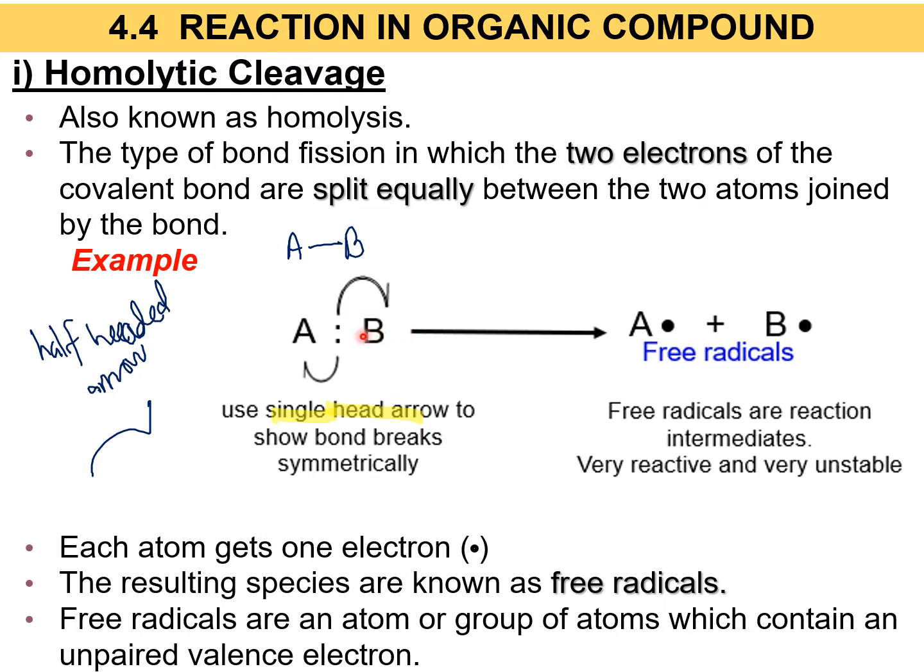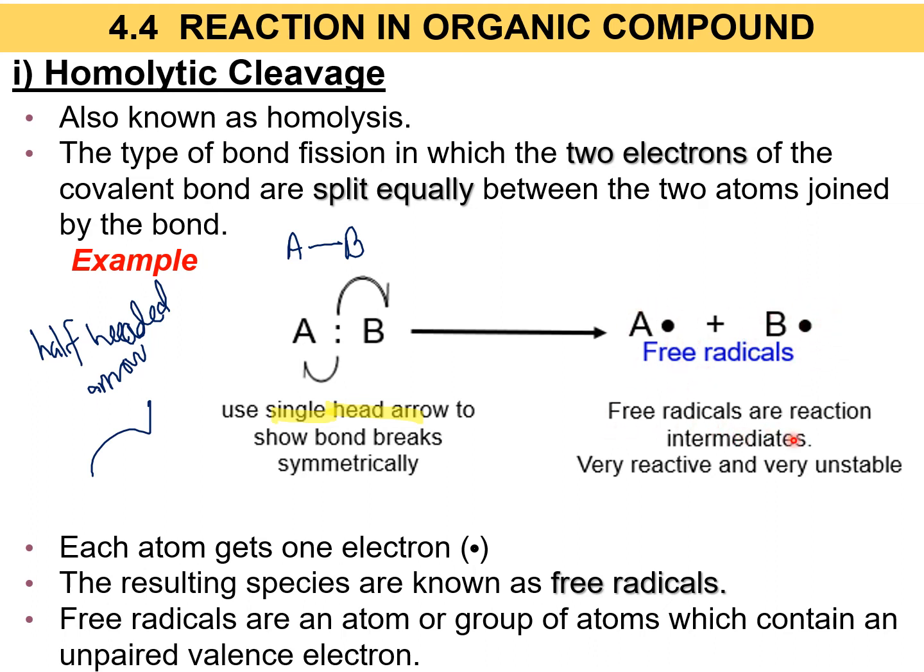Okay, so bila dia dah break the bond secara homolytically, apa yang dia punya produk dia adalah free radicals. Apa tu free radicals? Free radicals adalah spesies yang ada one electron ataupun spesies yang ada unpaired electron. Itulah nama dia free radicals. Okay, sebab each of the atoms now bila dia dah break the bond secara homolytic, each of them will get one electron. Itulah namanya free radicals.